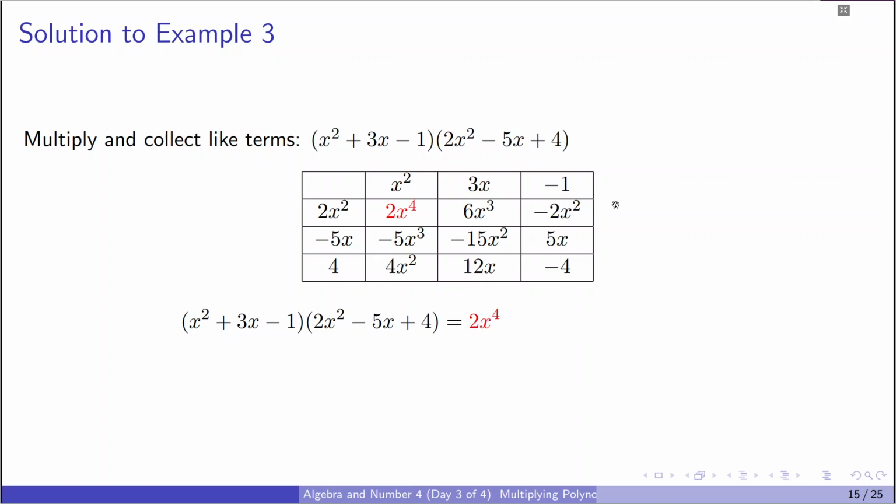We only have 1, 2x to the 4th. We have 2 terms with x cubed. 6 minus 5 is 1. We have 3 terms with x squared: 4, negative 15, and negative 2. So the same as 4 minus 17. Well, that is negative 13. Now 12 and 5, we add those together to make 17x. And the negative 4 is on its own.